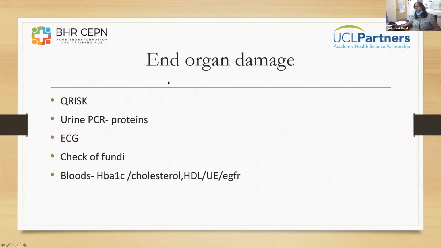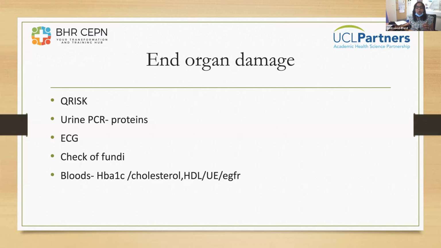Okay. Now, when you see patients, this is the other bit that you need to do, to work out if they've got end organ damage. When you do an annual review on a blood pressure patient, you do a Q risk, so you work out what their risk is. You do a urine dipstick to look for protein, because high blood pressure can damage the kidneys.